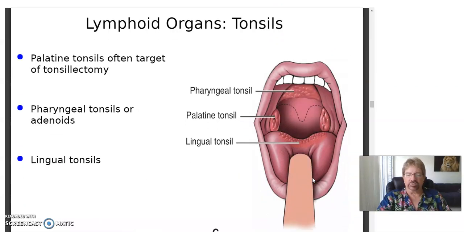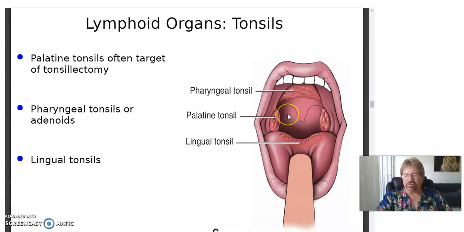Lymphoid organs, the tonsils. The full name actually, guys, is palatine tonsil. Pharyngeal tonsil. I don't remember learning about that. I'm not saying it's not correct. Palatine tonsil often targeted for tonsillectomy. Take them out. Pharyngeal tonsils are adenoids. Oh, okay. I always knew them as adenoids. Lingual tonsils.